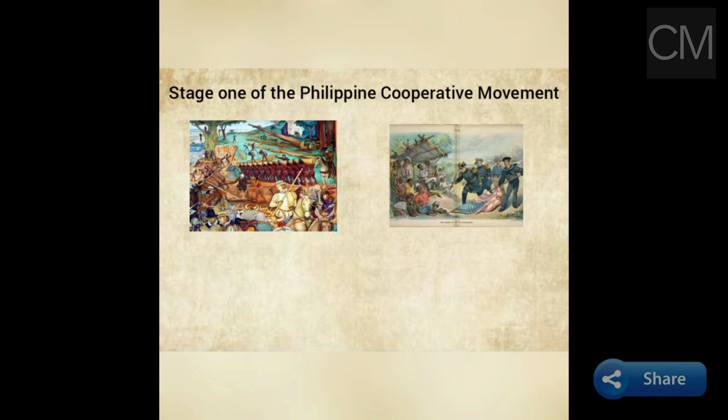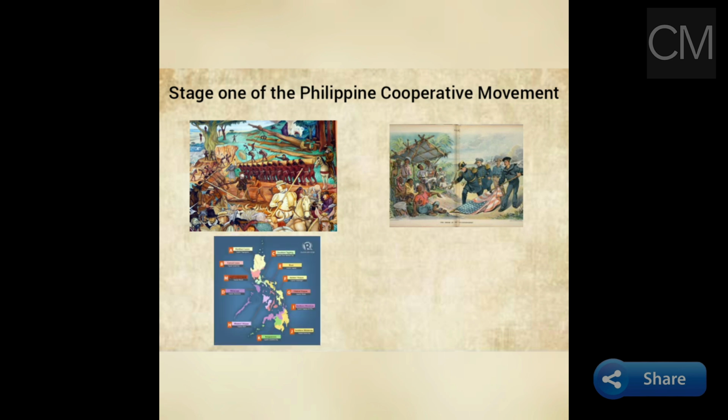Second is the formative years, or the American colonial period. At this time, the Americans replaced the Spaniards as the new colonial administrators of the Philippines. Third is the state-initiated cooperatives. This is where they encouraged the formation of state-initiated farmers marketing cooperatives. And last, private-initiated cooperatives. The private-initiated Raiffeisen-type of cooperative was maintained and grew.